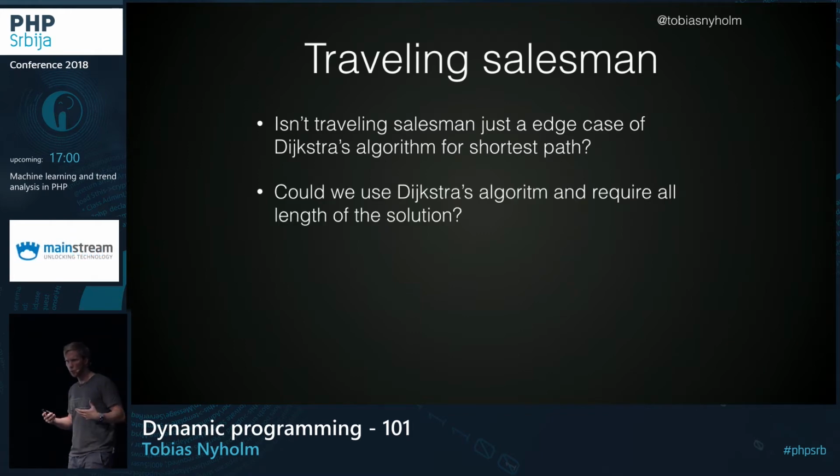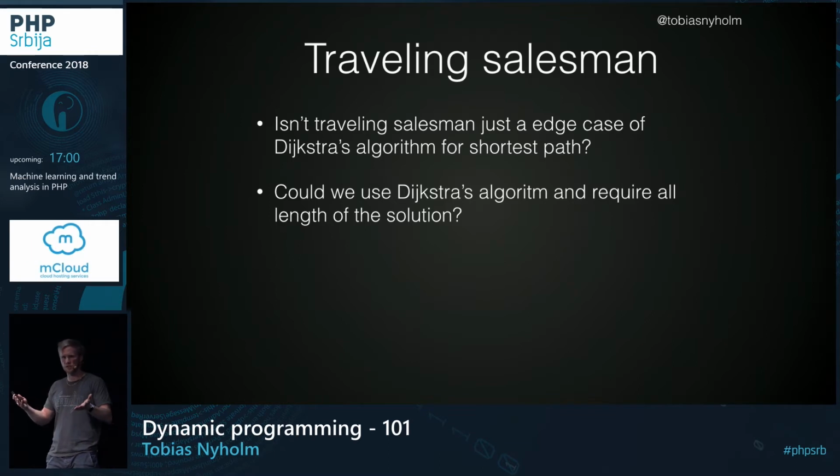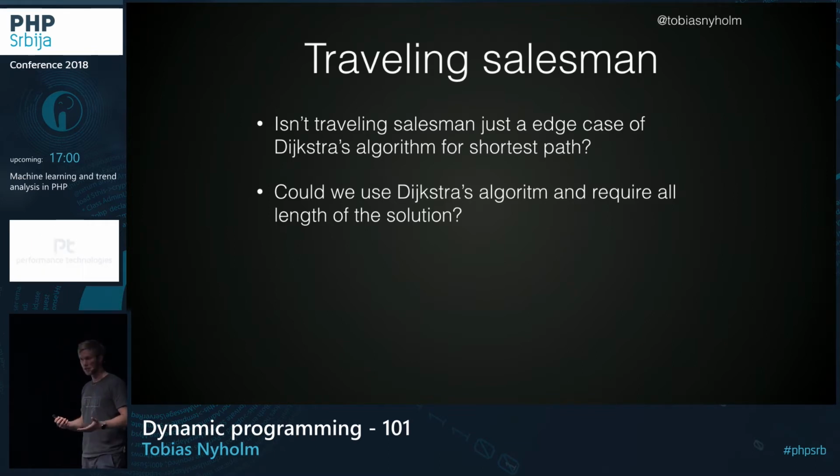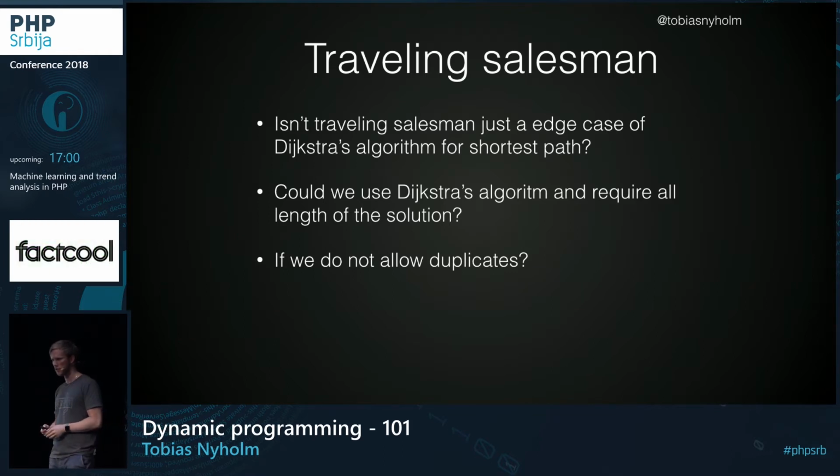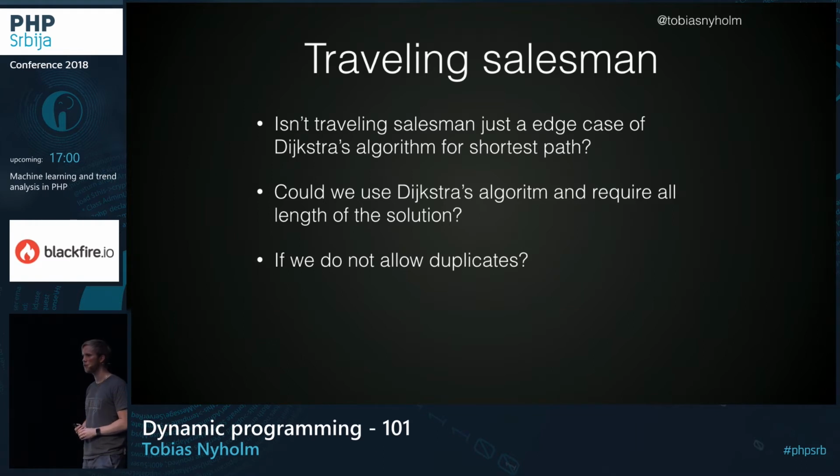So what if we force Dijkstra's to use n number of nodes? That's a good idea, but you could still have duplicates, right? So what if we remove duplicates and force a fixed path length? Could we solve TSP with Dijkstra's? We're very, very close now, but we really can't.